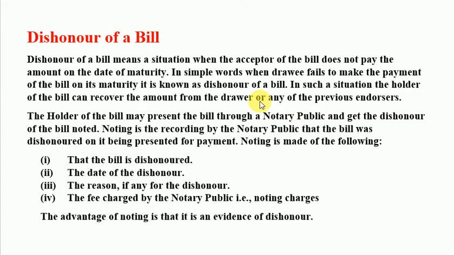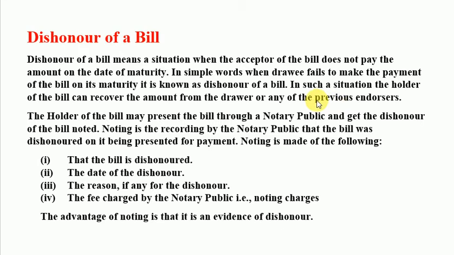So whoever is the holder of the bill can very well recover the amount from the drawer. That means if the bank is holding the bill on dishonor, the bank can demand the amount from the drawer. Similarly, if the bill was endorsed previously and it gets dishonored, then the endorsee can recover the amount from the drawer, that means any of the previous endorsers. I hope this line makes it clear.